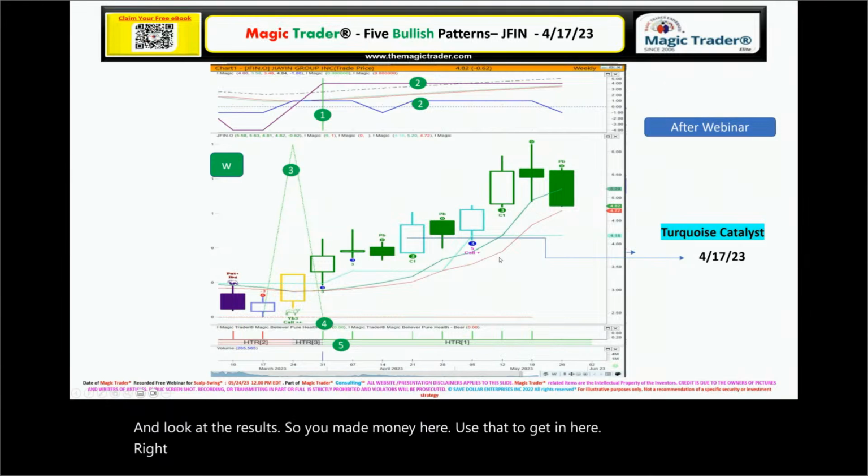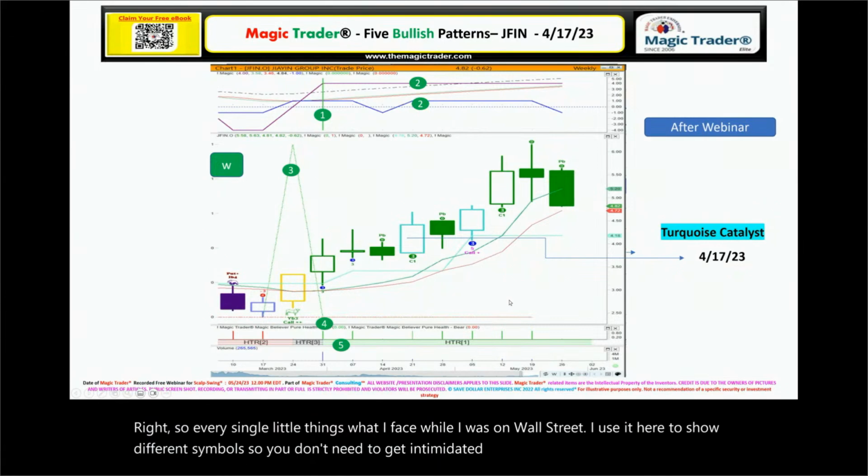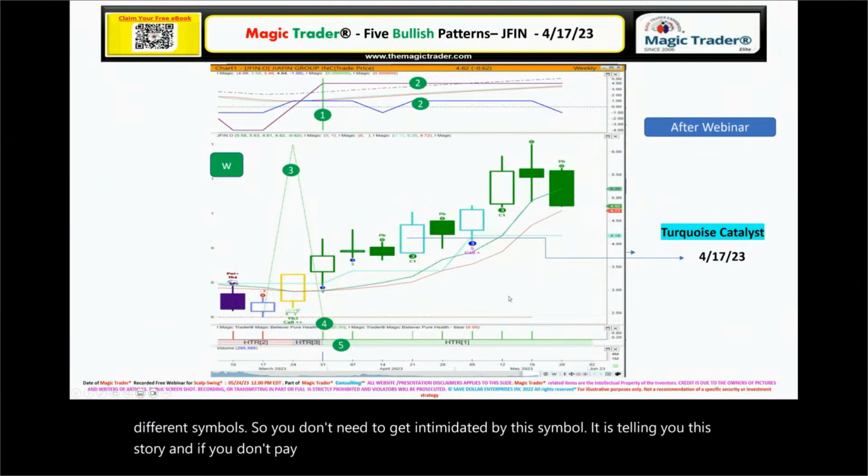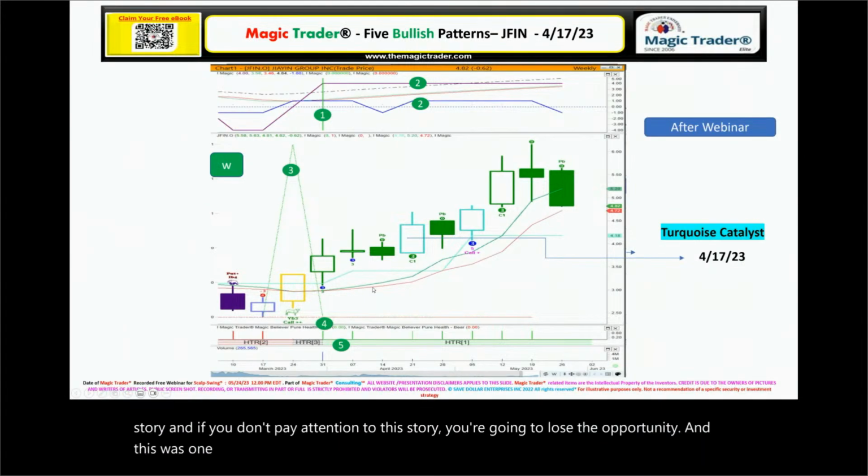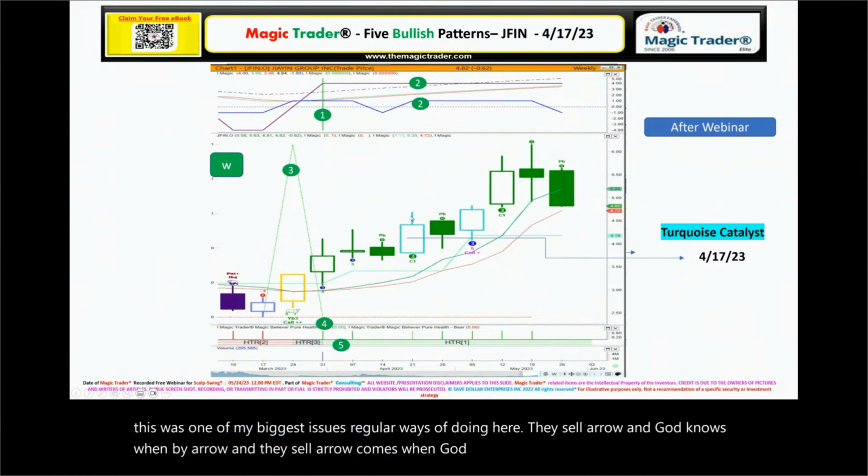So every single little thing I faced while I was on Wall Street, I use it here to show different symbols. So you don't need to get intimidated by this symbol. It is telling you the story. And if you don't pay attention to this story, you're going to lose the opportunity. And this was one of my biggest issues. The regular way of doing it is the sell arrow, and God knows when the buy arrow and the sell arrow come. God knows. So what happens in between? I lost all the opportunity.